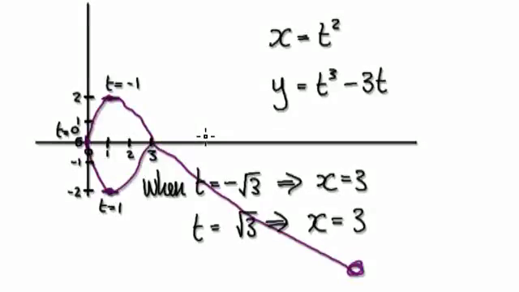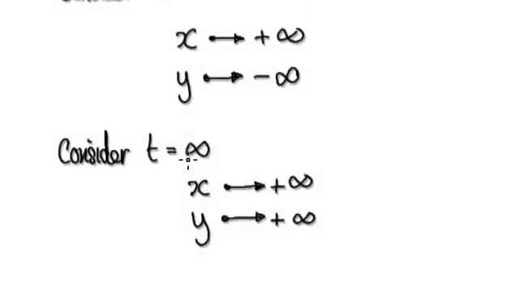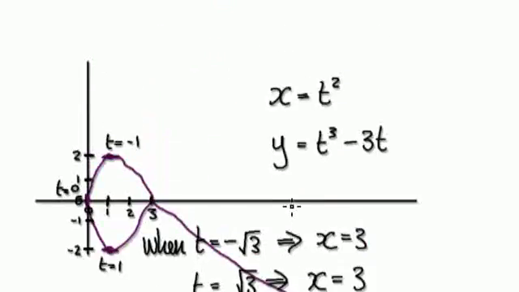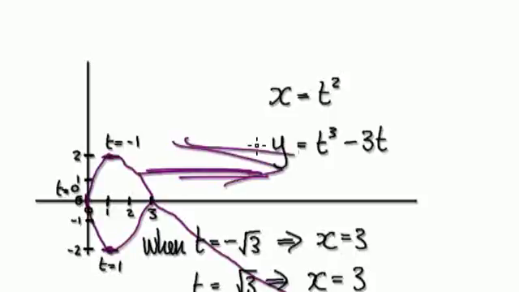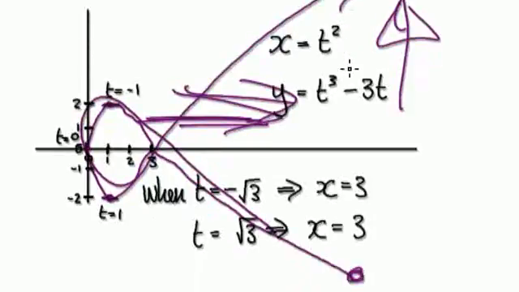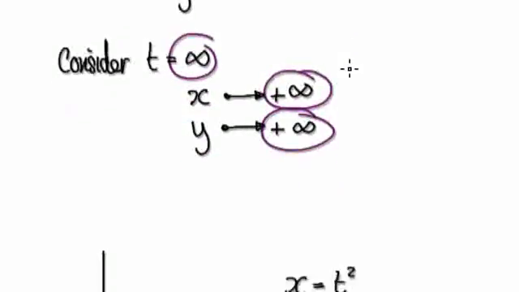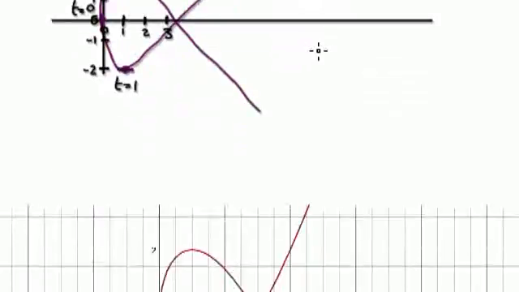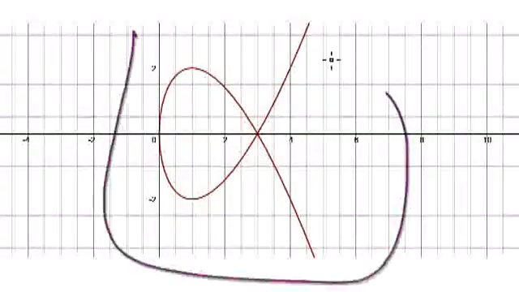And then let's consider what happens when t is positive infinity. When time is positive infinity, x will be positive infinity, and y will be positive infinity. It's going to be somewhere up here. So we now know it's going to do something like this. If you get a graph plotter and plot it, it will give you this.